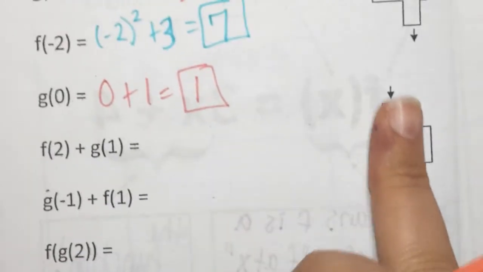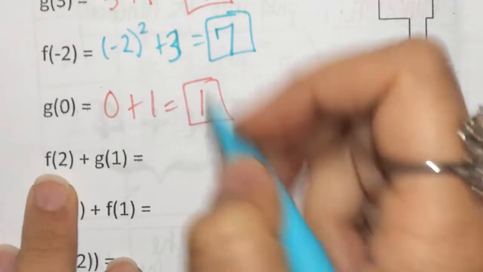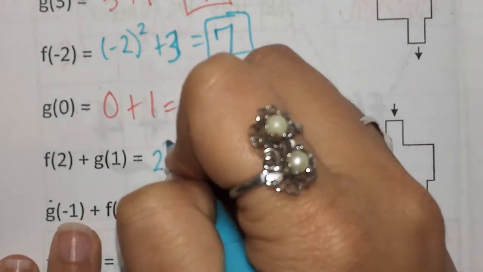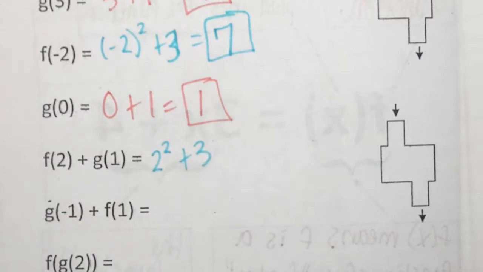Alright, now, for the next two, what do you think we're going to do on this one? You're going to add them together after you get the answer. So we're going to plug 2 in for F, and we're going to say 2 squared plus 3. Why is it -2 squared? It's because you didn't put it in parentheses. You have to put it in parentheses.